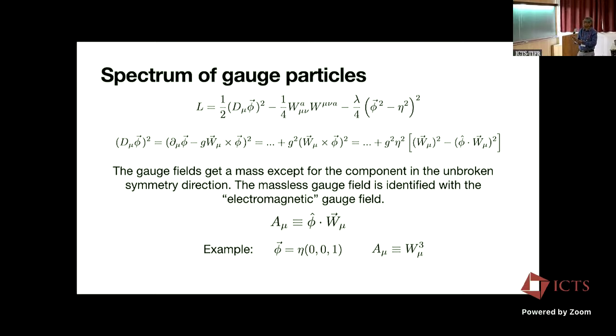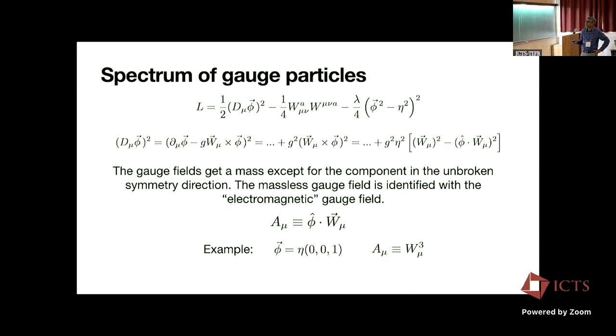And now, the point of all this is that we want to get to what is the photon in this theory. What is electromagnetism coming out from this symmetry breaking? So again, here's the Lagrangian.